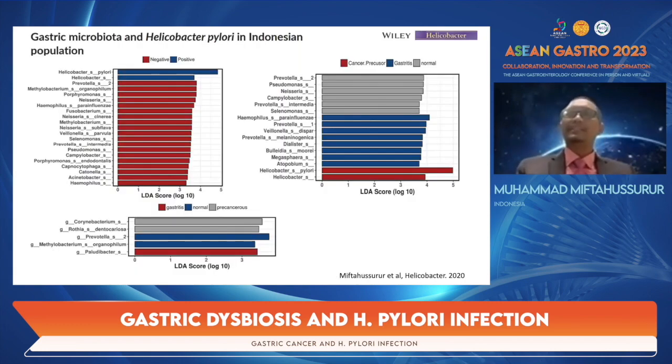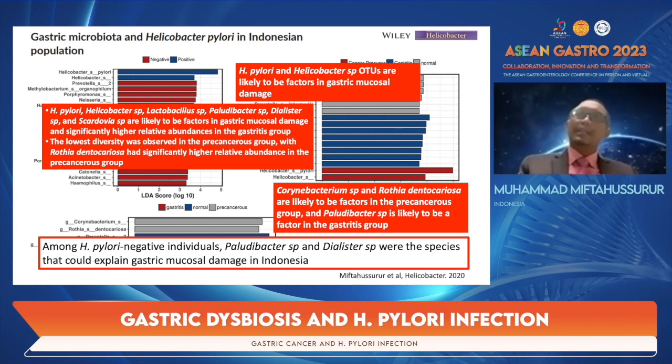From our research in Indonesia, we discovered some main results. H. pylori and Helicobacter species OTU are likely to be factors in gastric mucosal damage. And H. pylori, Helicobacter species, Lactobacillus, Paludibacter, and also the Dialister species are likely to be factors in gastric mucosal damage and had significantly higher relative abundance in the gastritic group. The lower diversity was observed in the precancerous group with Rothia dentocariosa. Rothia dentocariosa had significantly higher relative abundance, and among H. pylori negative individuals, Paludibacter species and Dialister species were the species that could influence gastric mucosal damage in Indonesia.